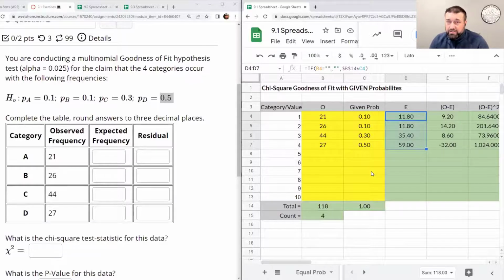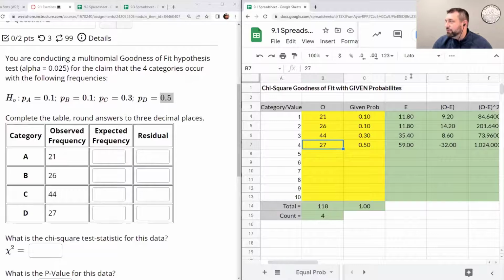Then what you want to do is just really quickly take a look at these. I'm expecting 11.8. I got 21. I'm expecting 11.8. I got 26. That's pretty far off. I'm expecting 35. I got 44. That's pretty far off too. I'm expecting 59 and I got 27. Way low. There are some serious red flags with this data.